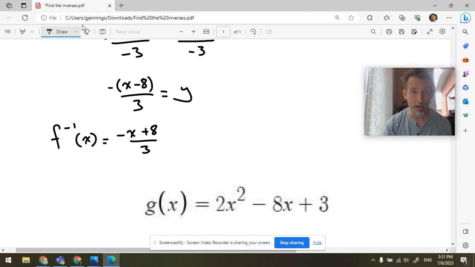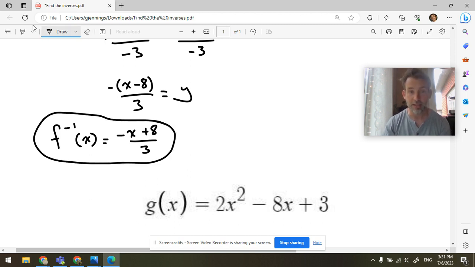That's equal to y is equal to f inverse of x. But I don't want to write is equal to y. I just want to write the inverse. So that would be the inverse in that case.